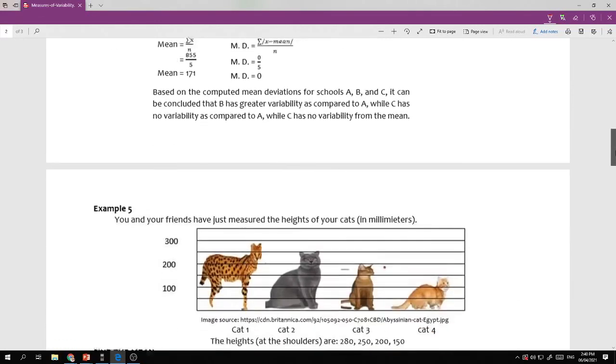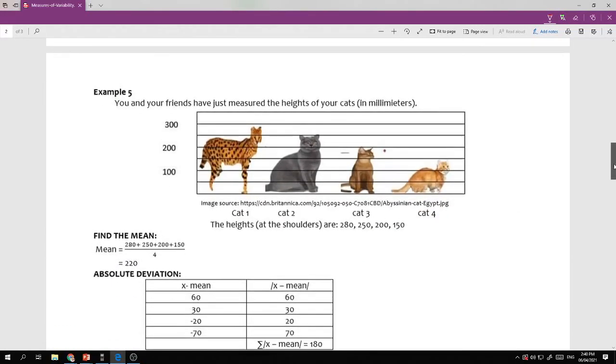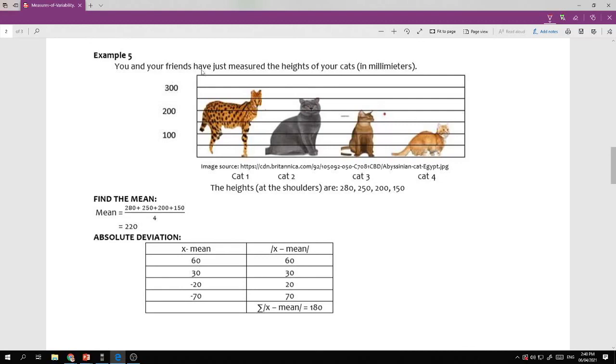Now, let's have this example. Look at this one. You and your friends have just measured the heights of your cats in millimeters. So we have here, cat 1, that's 280. Cat 2, that's 250. Cat 3, that's 200. Cat 4, that's 150 millimeters. Let's compute their average deviation. When I say absolute deviation, it's the same as average deviation, okay? So, take note of this.